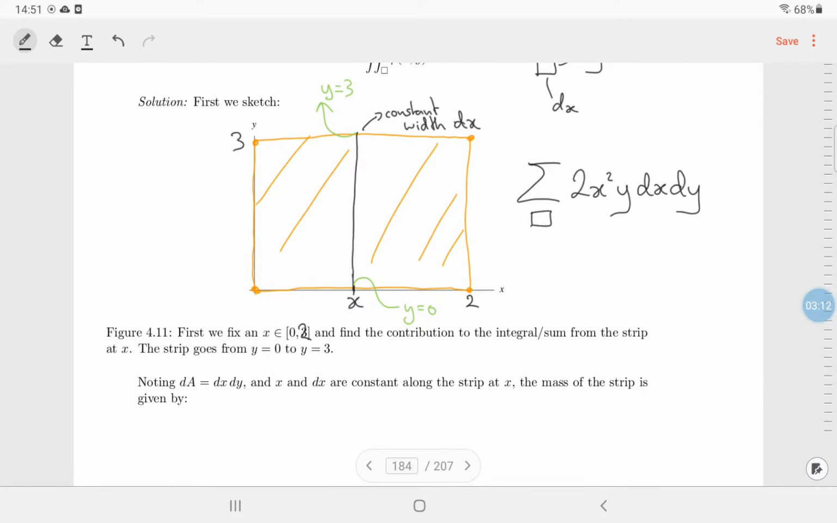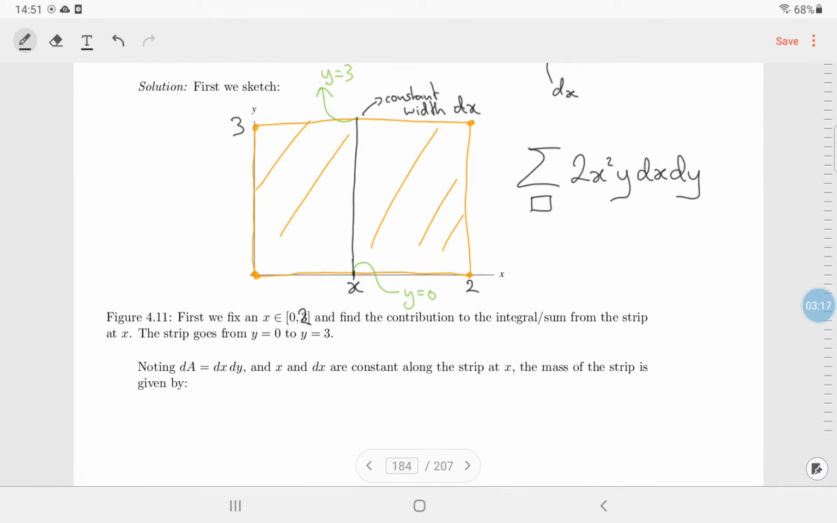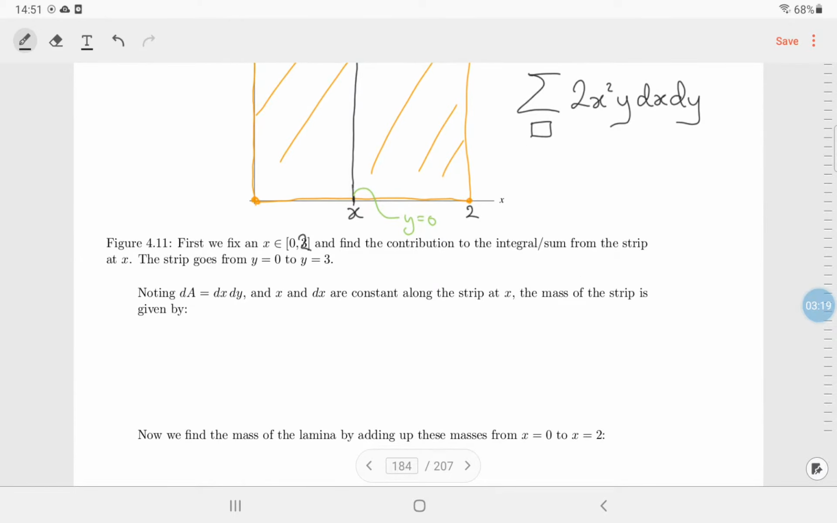So here, noting dA is equal to dx dy, and x and dx are constant along a strip, we're going to find the mass of this strip. The mass of the strip is found by adding up, which is now integrating because we're adding up infinitely many small things. We write y equal to 0 to y equal to 3, and we're adding up density per unit area times area. So the density was given to us in the question as 2x squared y dx dy.